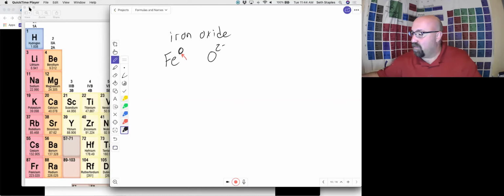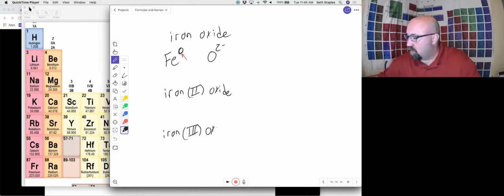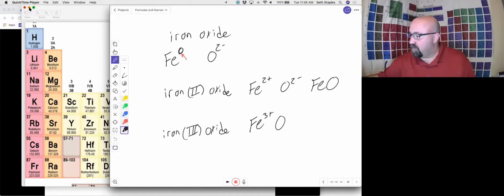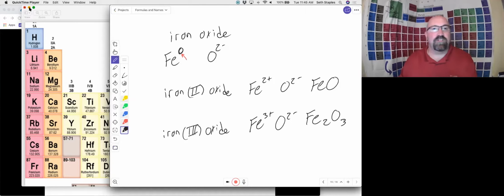And so I need to tell you, in the case of iron, that it's either iron 2 oxide or iron 3 oxide. Iron 2 oxide means that we're dealing with iron with a 2+ charge, and our oxide with its 2-. So a formula of FeO. Iron 3 oxide, as you would suspect, charge of 3+, oxide with a 2-. So now we have a formula of Fe2O3. So we need that information in there when it's a transition element.